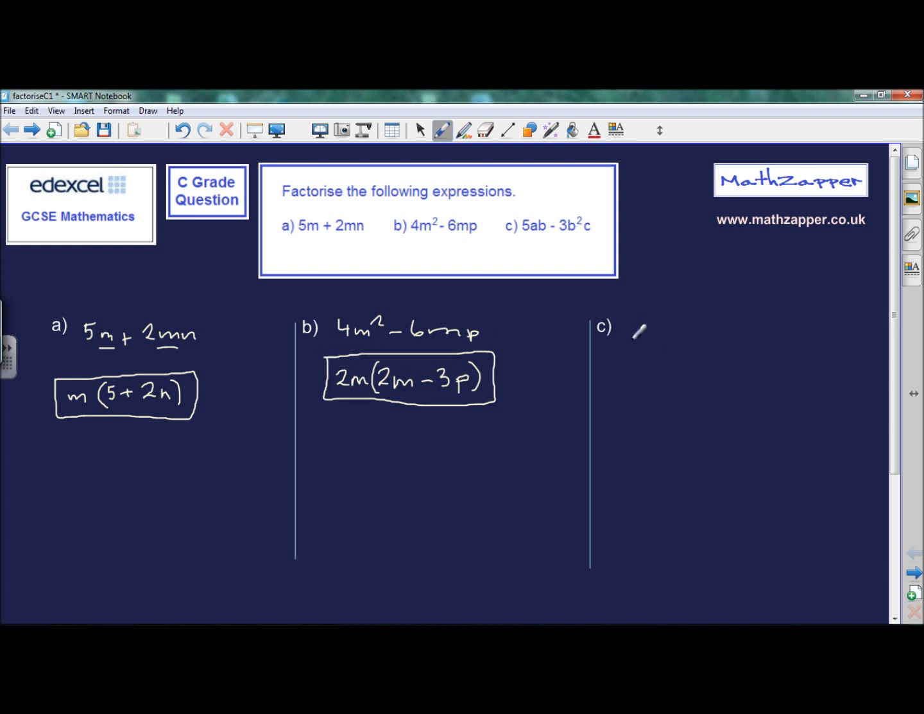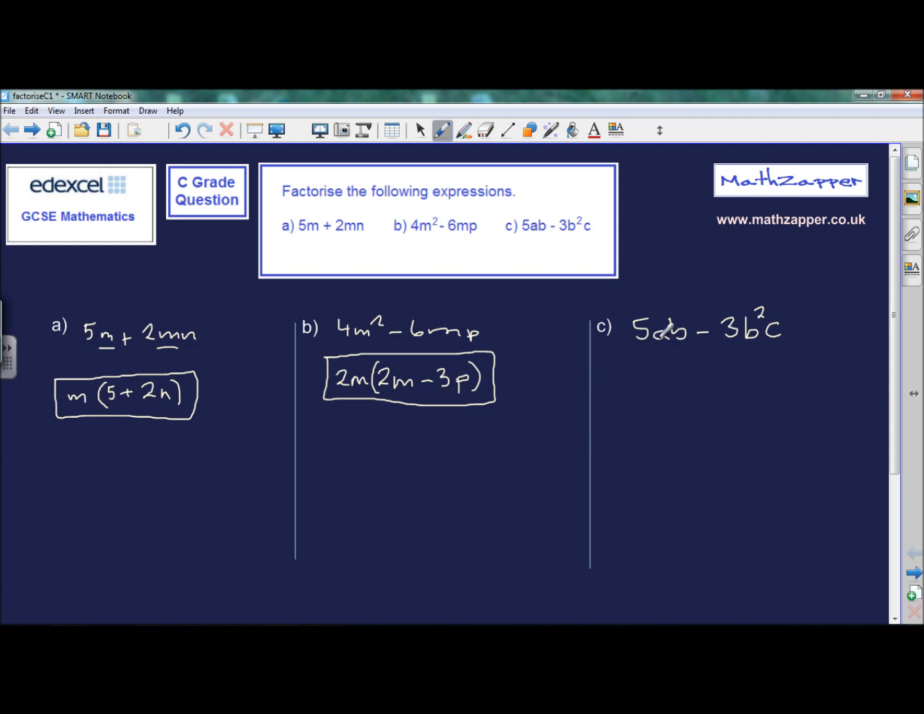And finally, c is 5ab minus 3b squared c. And you'll notice that the letters are all in alphabetical order, which also helps us to keep our eye on things. We might miss something, so if it's in alphabetical order, we're not going to multiply the same thing twice or miss a letter. But again, look at the numbers. 5 and 3, no common factors other than 1, so no common factors that we can use. So we can't take a number outside the bracket.